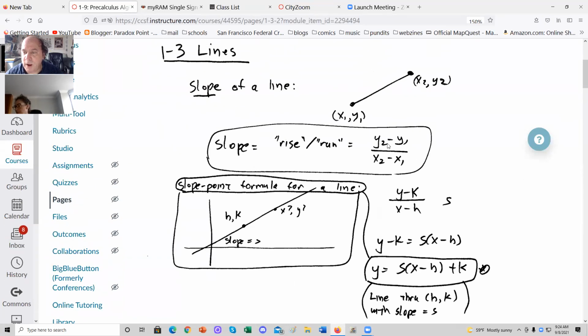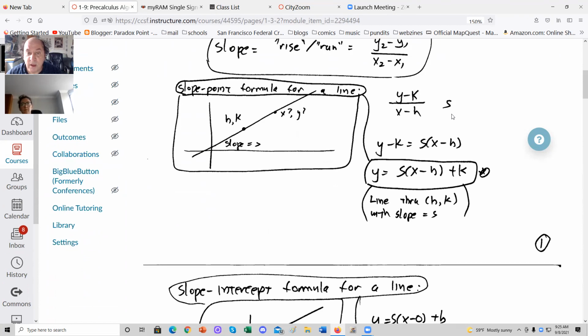Rise over run. Y2 minus y1 is the change in the y values divided by x2 minus x1, that's the change in the x values. You could also write it the other way around: y1 minus y2 over x1 minus x2, and you get the same slope. Slope from here to here is the slope from here to here. The direction is not relevant.